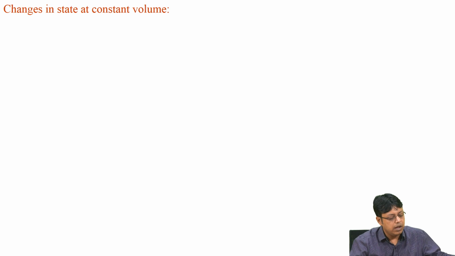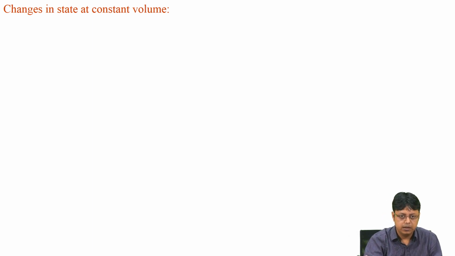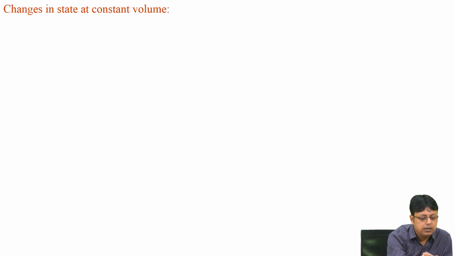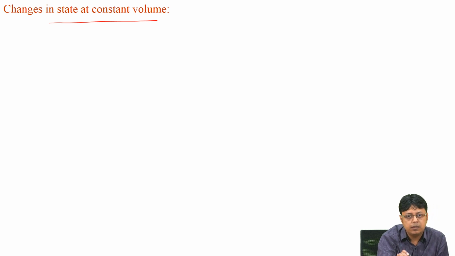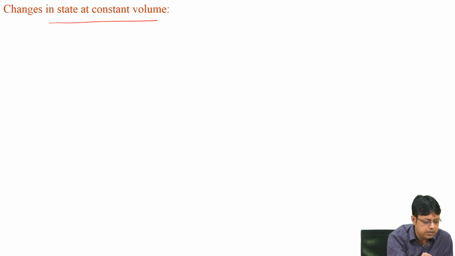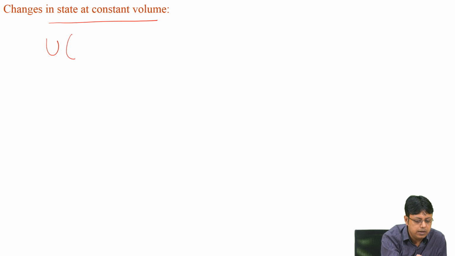Now, we have already discussed what is the mathematical form of the first law, and we also had a concept of energy, which is the internal energy. Now, let us suppose that we do some transformation keeping the volume of the system constant. Now, we can write the energy, which we are writing as U, as a function of say volume and temperature.